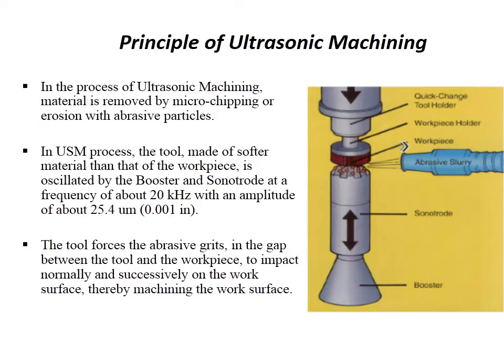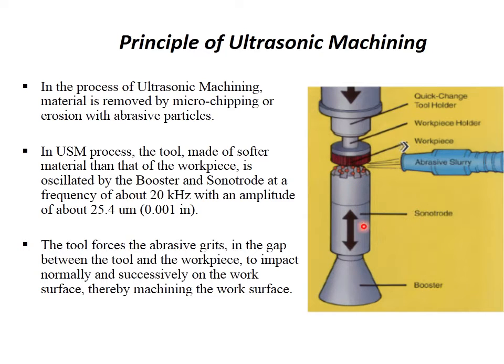Now, the principle of ultrasonic machining. What is the principle of ultrasonic machining? Let us have a close look at this diagram. Here you see that the ultrasonic machining setup consists of an ultrasonic tool, which is in the form of a sonotrode, made of metal, and this sonotrode is attached to a source of energy that can give you a higher frequency, more than 20 kilohertz. Larger the frequency, more will be the vibrations.